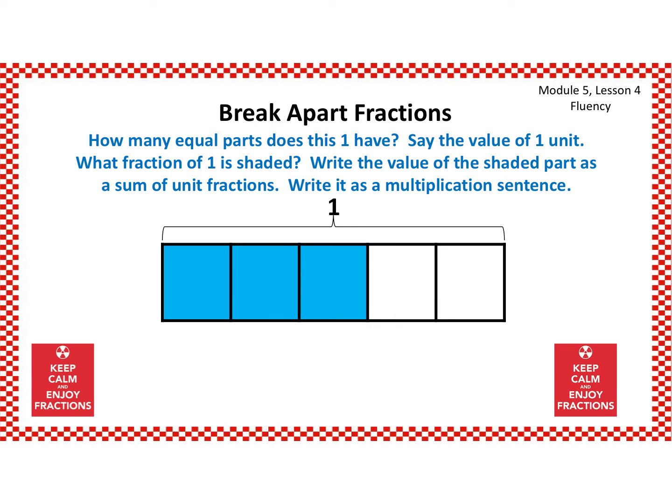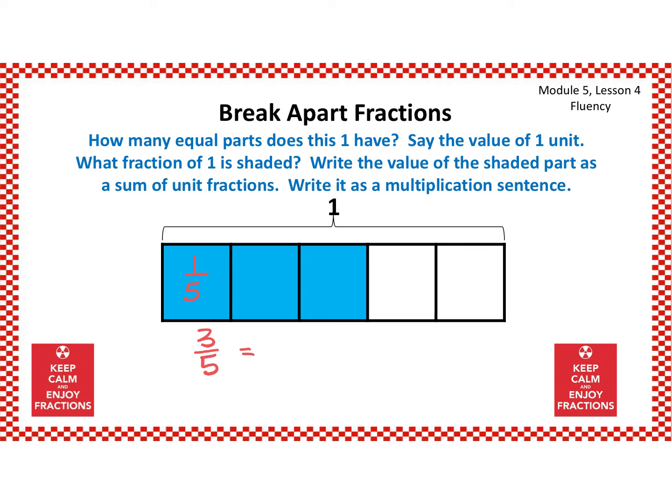All right, same thing we've got here. How many equal parts does this have? Well, it's got 5 equal parts. So the value of 1 unit, one of these, is equal to 1 out of 5. What fraction of 1 is shaded? There are 3 of those 5 shaded, so that would be 3/5.